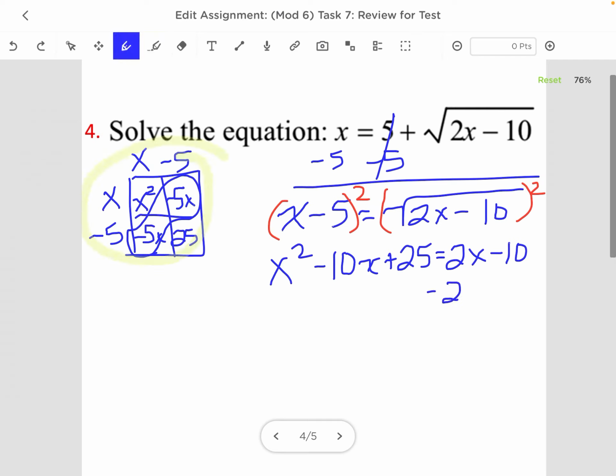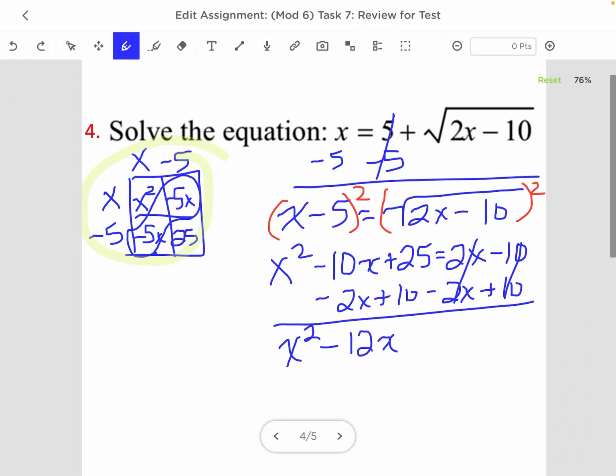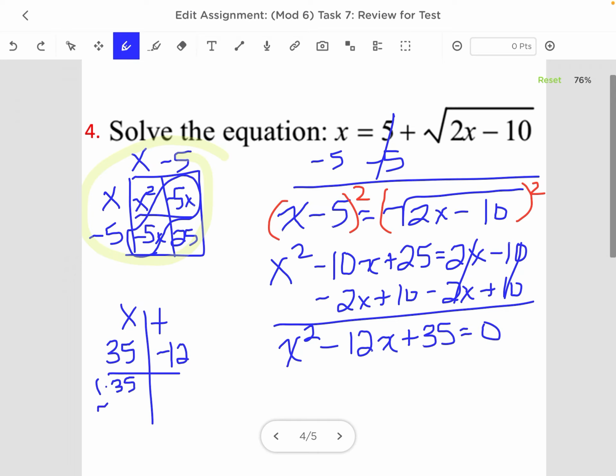So now I'm going to subtract 2x. Now it's just a matter of solving the quadratic. Subtract 2x and add 10. And I need to multiply 1 times 35 and add to negative 12. So 1 and 35, 2 doesn't go, 3 doesn't go, 4 doesn't go, 5 and 7, both negative.